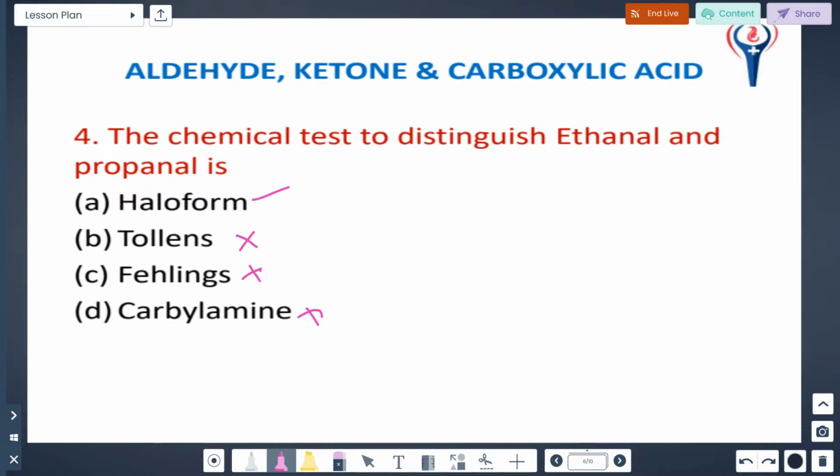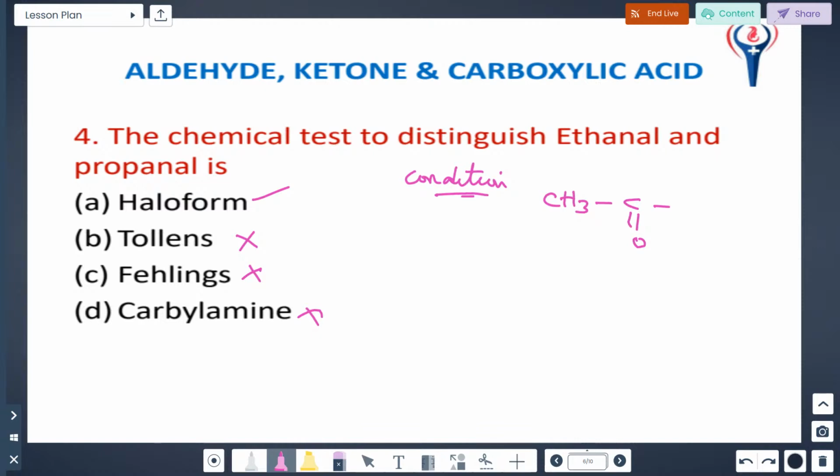What is the condition for the iodoform test? The compound should have the CH3-C=O group, that is, a methyl ketone. Simply we can say methyl ketone. Any compound having a methyl ketone group can undergo the iodoform reaction.